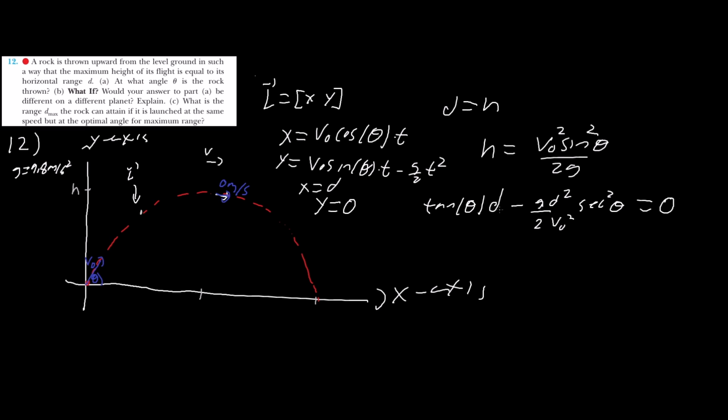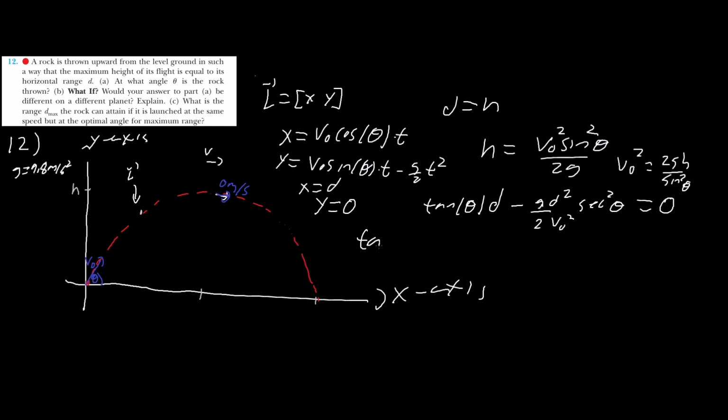Now this doesn't look that pretty right now, but think about the unknowns that we have here. In this case we only have theta and v naught. These are the only two unknowns we have. We have d, we have h, we have the rest of it. So I'm going to solve for v naught here. I'm going to say that v naught squared is going to be 2gh over sine squared of theta. The reason I want to do that is because I want to get rid of that v naught. So now you're going to have this other equation.